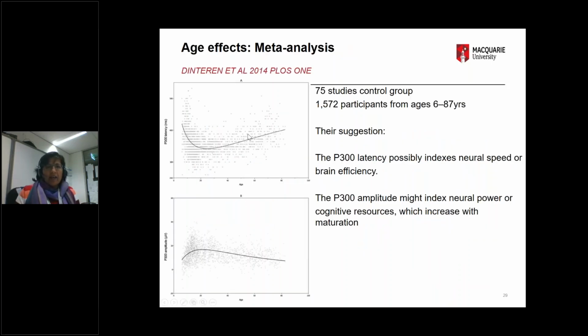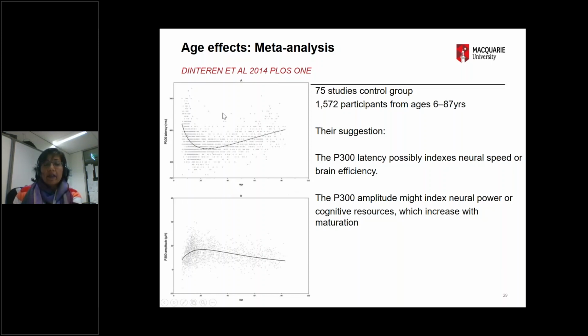So this is here from the Dinteren paper in 2014. What they did was they wanted to gather all the papers that have looked at age effects and collate that to try and figure out what is the trajectory of P300 latency and amplitude. So this box at the top is P300 latency on the y-axis and age on the x-axis. And I have made it very small. I do apologize for that.